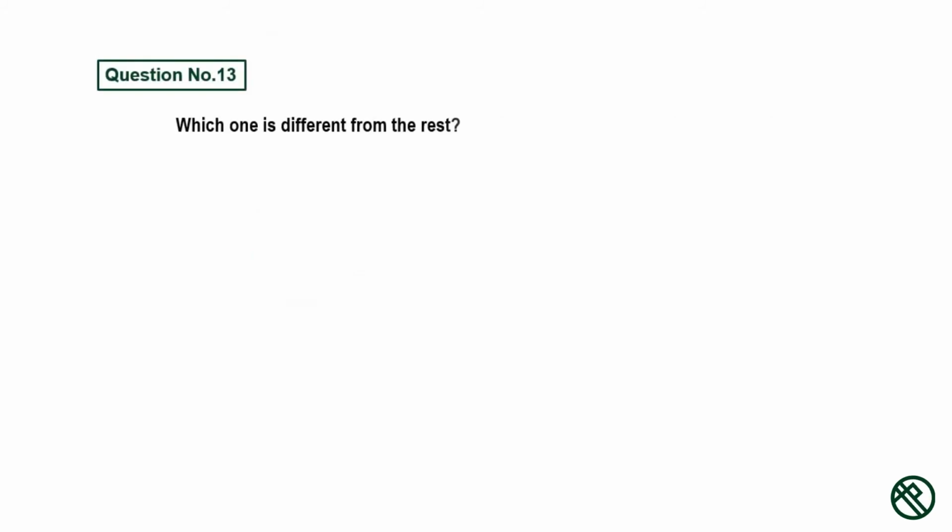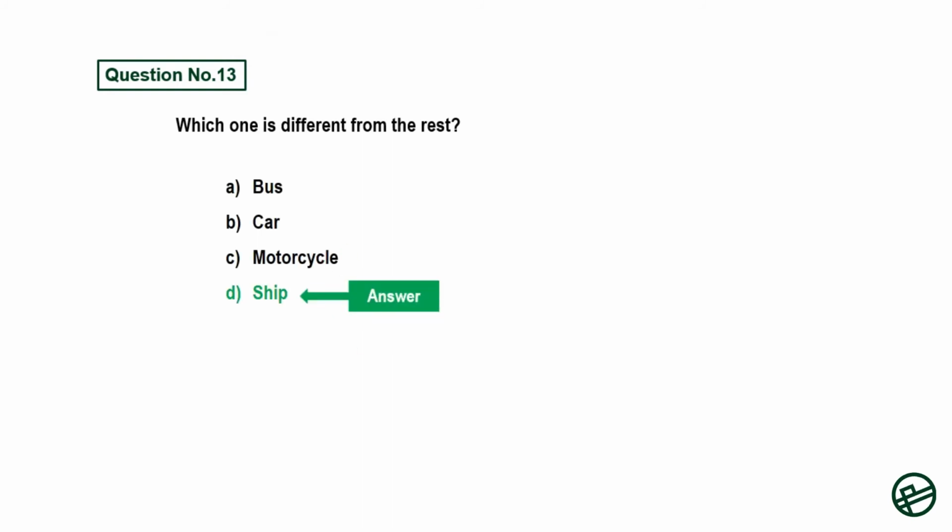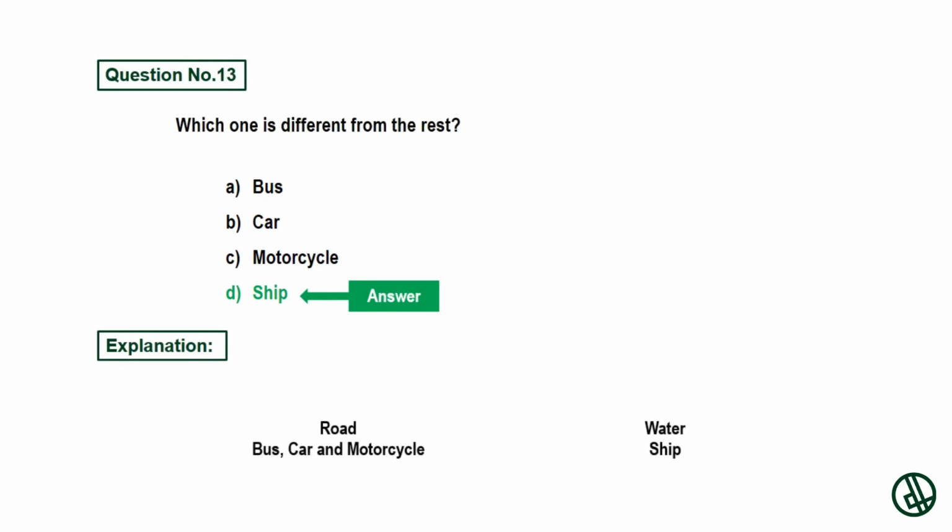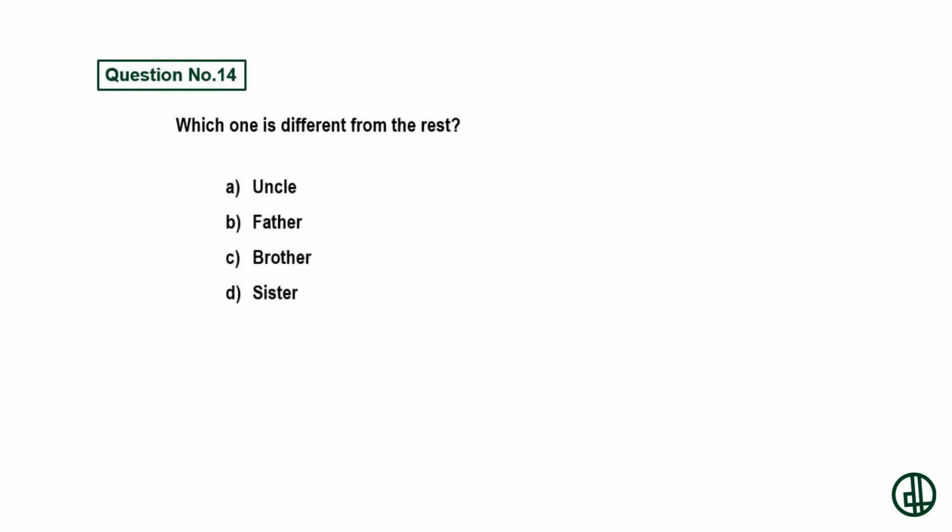Question number 13. Which one is different from the rest? Option A, bus. Option B, car. Option C, motorcycle. Option D, ship. Answer is option D, ship. Explanation. Question number 14. Which one is different from the rest? Option A, uncle. Option B, father. Option C, brother. Option D, sister. Answer is option D, sister. Explanation.